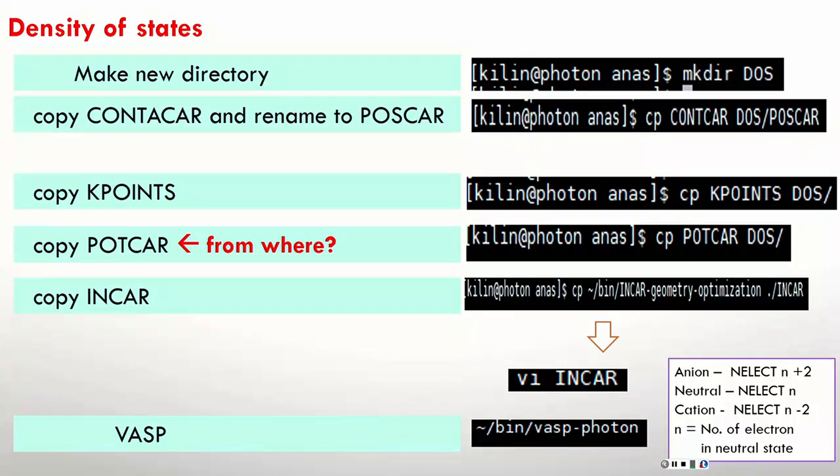And copy, the same as in every VASP calculation, the files we need for information: POSCAR, KPOINTS, POTCAR, and INCAR. And they can be taken from the input files of the earlier calculation. The only difference here is that in the INCAR file we have to make a little modification, which can be done by using the command vi INCAR. The number of electrons has to be changed. If it's a ground state, the number of electrons is n. If it is an anion, it's n+2, and if it's a cation, it's n-2, and that can be changed using the command vi INCAR, and then we can do the VASP calculation.